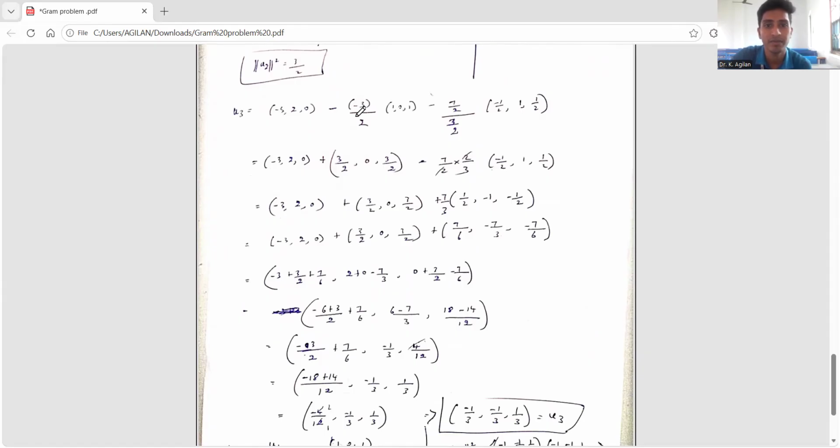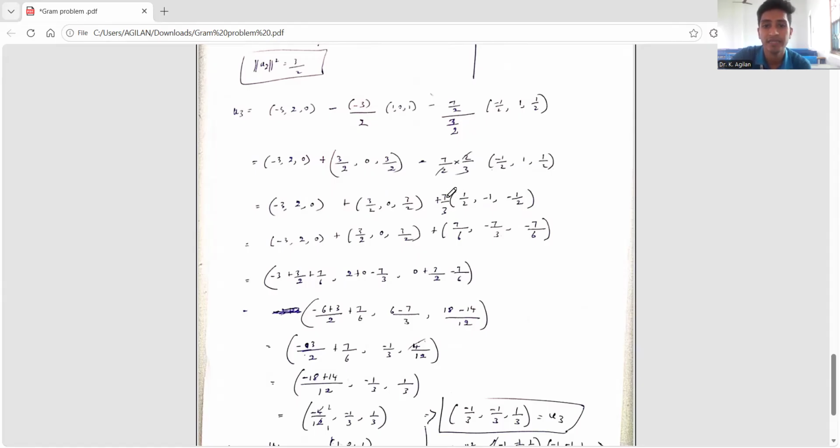Like this term should be associated with each term. So 3 by 2, 0, 3 by 2. So 7 by 2 into this term's reciprocal. So 2 by 3 cancel 2, 7 by 3 into minus 1 by 2, 1, 1 by 2. Okay, fine. So minus 3, 0 plus 3 by 2, 0, 3 by 2 plus 7 by 3, 7 by 3. Minus into minus is plus, so 1 by 2; plus into minus is minus, so minus 1; plus into minus is minus, so minus 1 by 2.